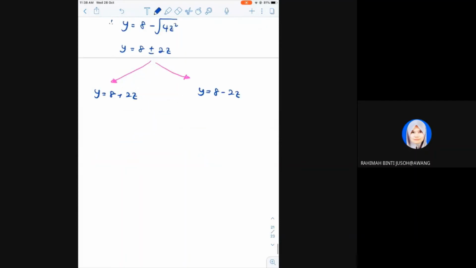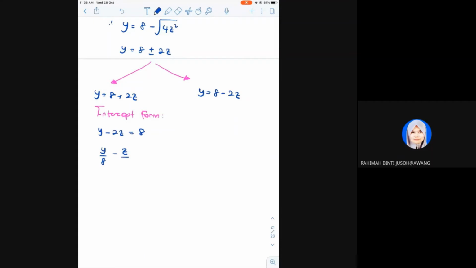Okay, still remember intercept form? Kita belajar intercept hari tu. Y minus 2z equals to 8. So divides everything by 8. Y over 8 minus z over 4 equals to 1. So 2 bagi 8 jadi 4, sama 1. Macam tu kan? Betul tak?